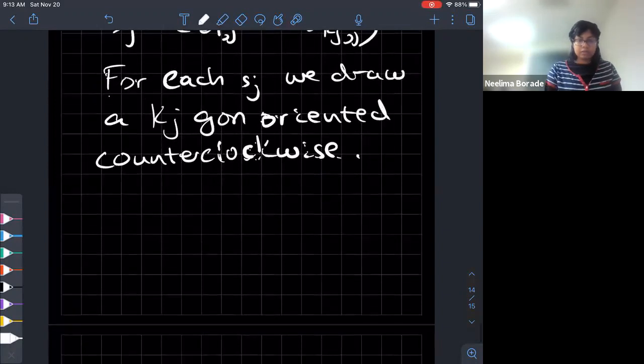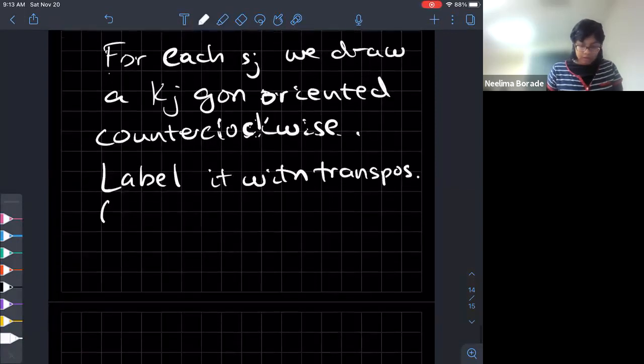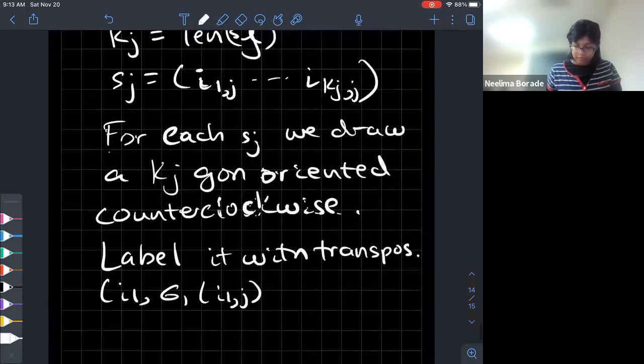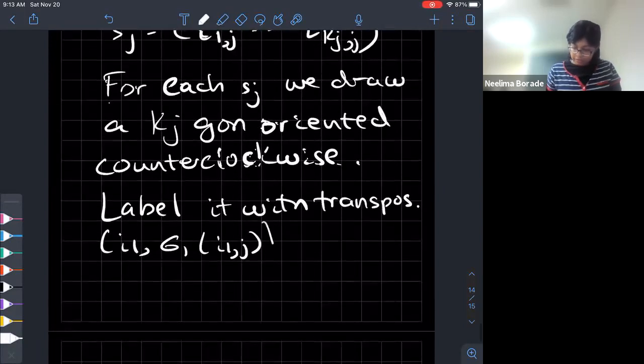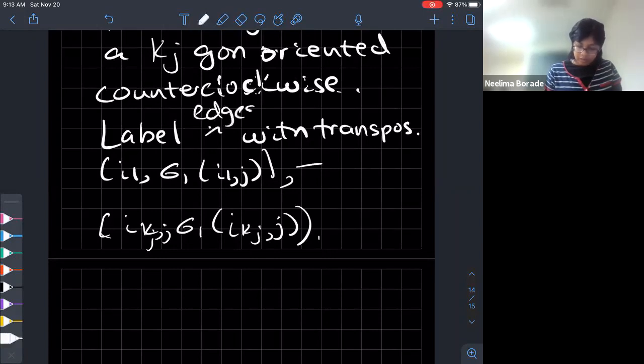And how do we label this? So we label the KJ-gon with transpositions. I1 and then the action of sigma 1. Recall the IJs are the cycle elements of SJ. So we have these transpositions, I1 up to IKJ, sigma 1 acting on IKJ. So to be precise, we label the edges of the KJ cone with these transpositions.